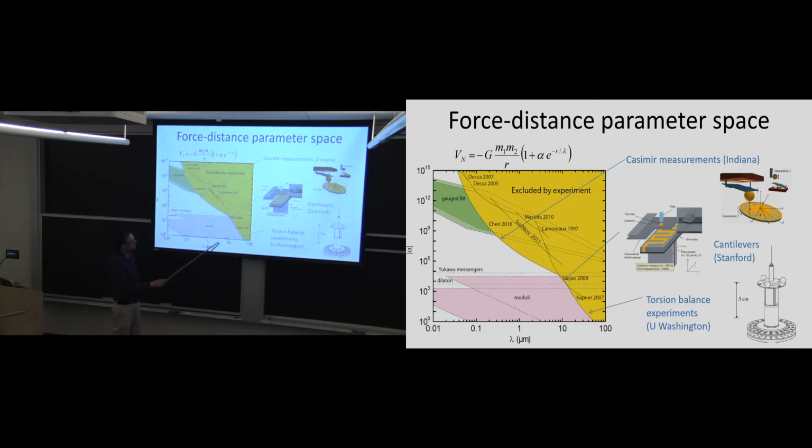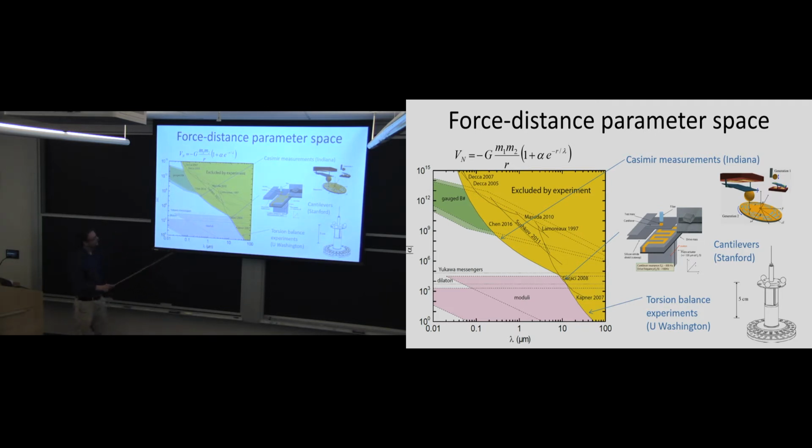The best limits at the 10 micron length scale come from microcantilever experiments that were done at Stanford. You have a cantilever beam with a test mass attached to the end, and you have another driving mass that's brought nearby, and the gravitational interaction between those masses is studied. At even shorter length scales, the best limits come from adaptations of experiments designed to look for the Casimir effect, and they produce the best limits in this area here.